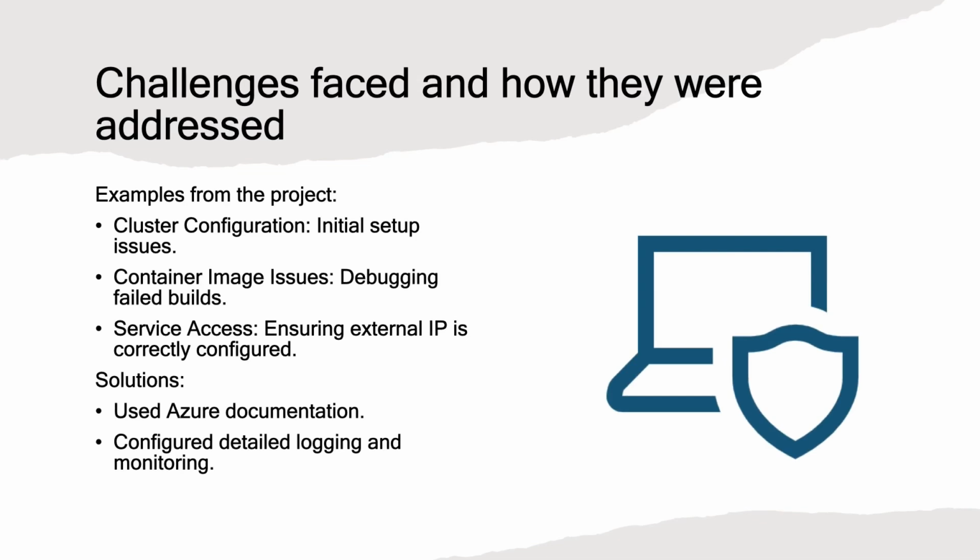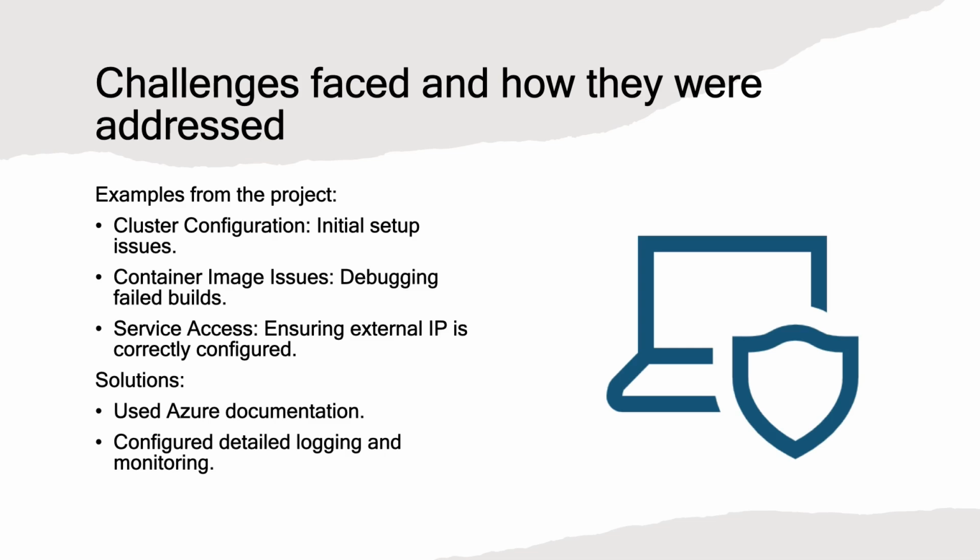Like any project, we encountered some challenges, and here is how we addressed them. Firstly, cluster configuration. Initially, setting up the AKS cluster and understanding its configuration was complex, but we used Azure documentation and tutorials to guide us step by step. Next, we have the container image issues. Some container builds failed during the process, so we debugged the Dockerfiles and tested locally before pushing to ACR.